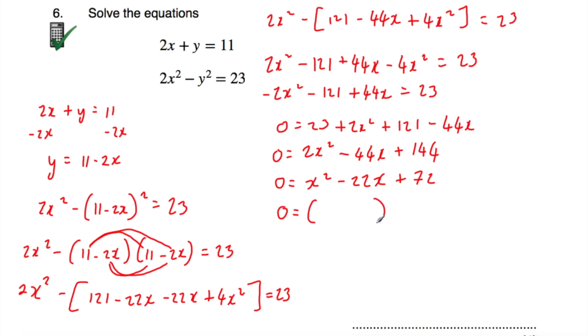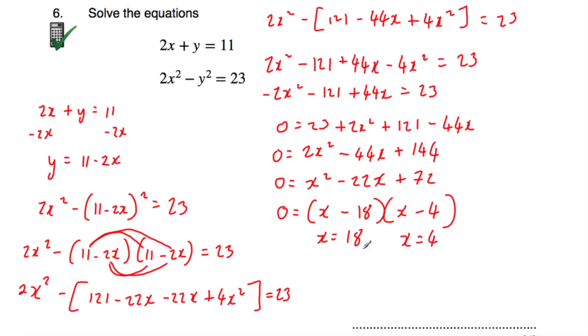So we've got 0 equals, and then in brackets, I'm going to put x at the front of both brackets, and I want to find two numbers that multiply together to be 72, and when we add them together we get minus 22. It's a calculator paper, so you can try doing that on your calculator. I have found it to be minus 18 and minus 4, because minus 18 times minus 4 is 72, and minus 18 plus minus 4 is equal to minus 22. So that means x is equal to 18, or x is equal to 4.